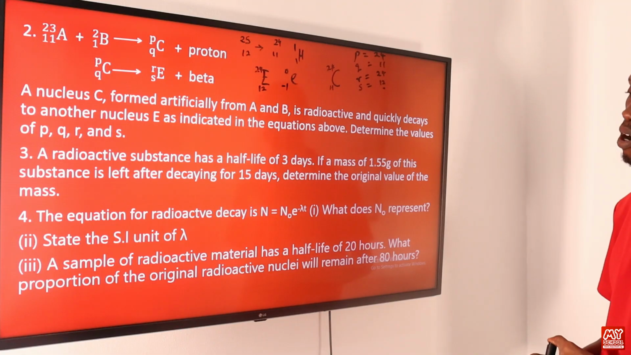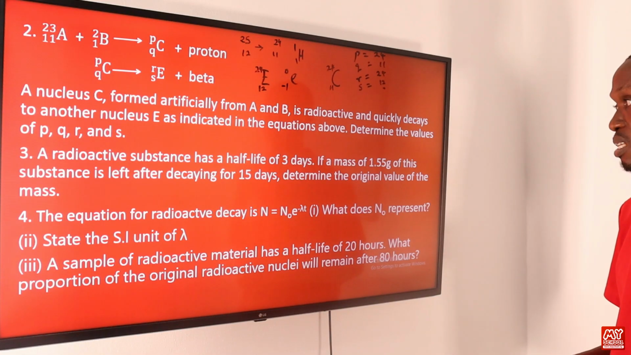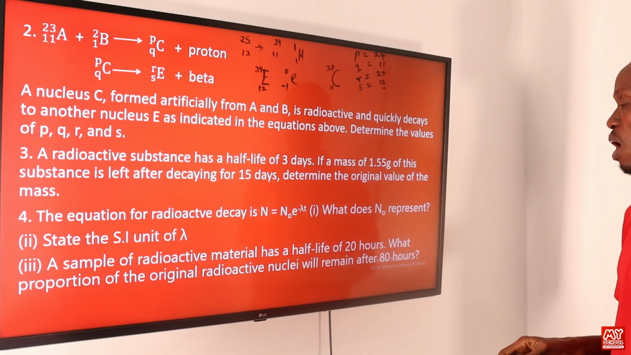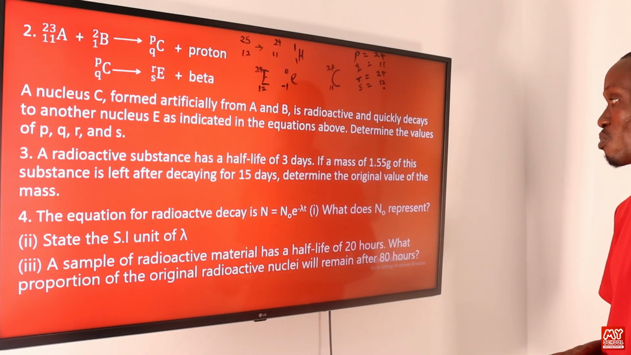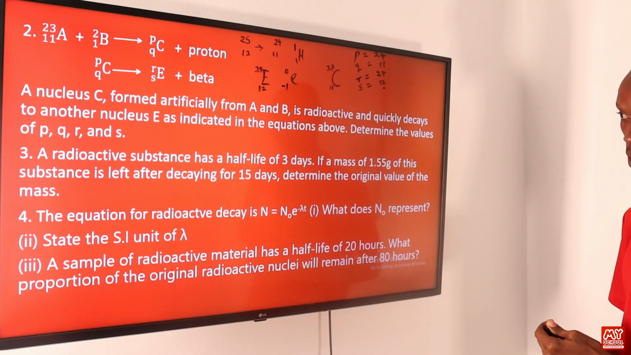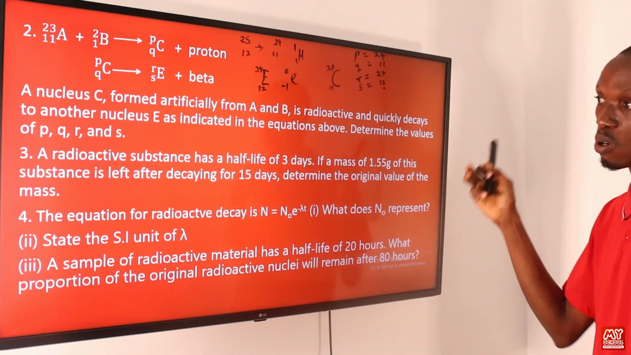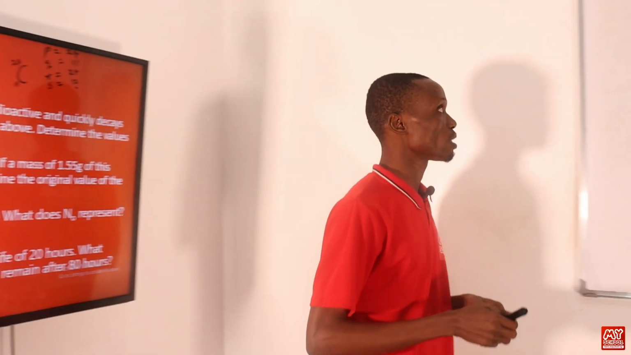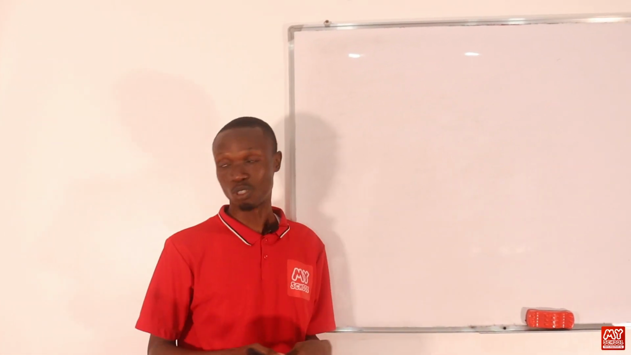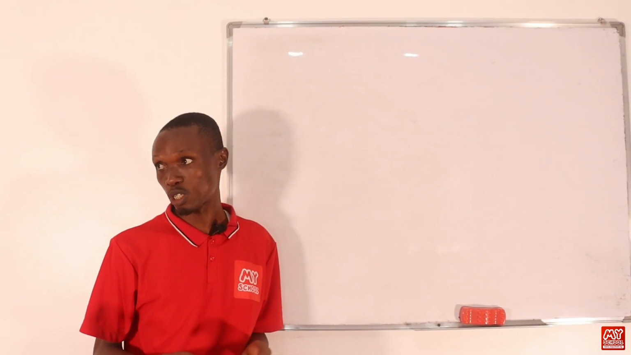Now let's answer question 3. A radioactive substance has a half-life of 3 days. If a mass of 1.55 grams of this substance is left after decaying for 15 days, determine the original value of the mass. So in order to answer this question, we will have to move over to the board. So let's provide the answer to this question on the board. So let's look at the question basically.